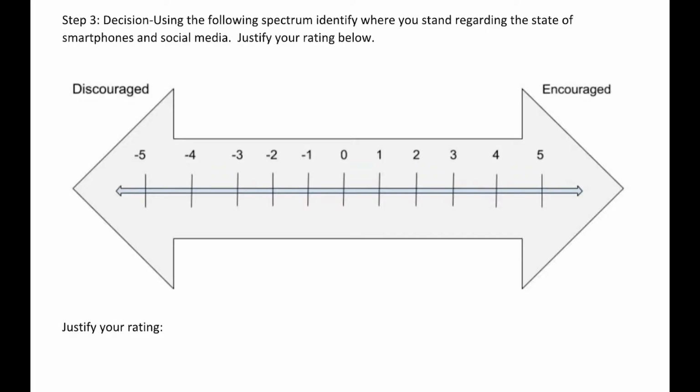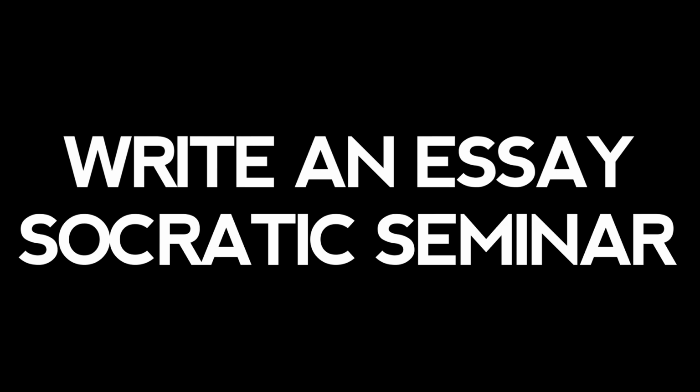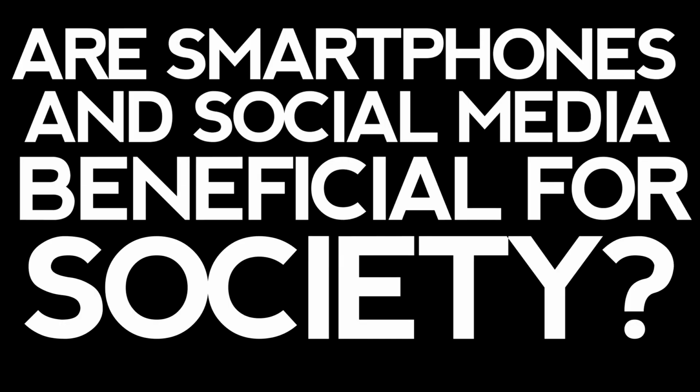At the end of this handout, they are to justify where they stand using the given spectrum regarding the state of smartphones and social media. Following this, they are to participate in a mixer and/or expo where one group member will go to each of the other groups and find out where they rated on their spectrums, as well as their justifications for that rating. Following this, and while using class justifications, students are to write an essay, participate in a Socratic seminar, or complete some sort of other summative assessment answering the question, are smartphones and social media beneficial for society?